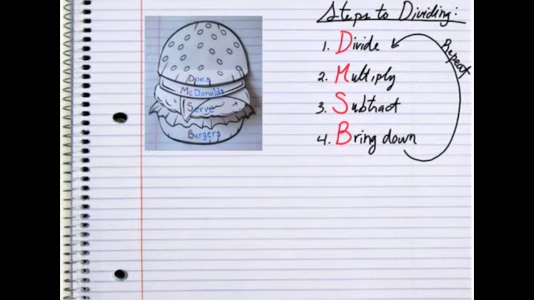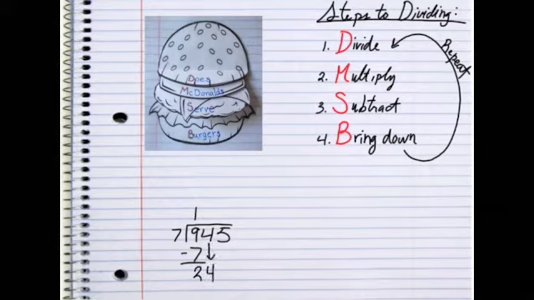7 divided into 945. Right? So first we divide. 7 goes into 9 once. Then we multiply. 1 times 7 is 7. Then we subtract. 9 minus 7 is 2. Then we bring down the next number.